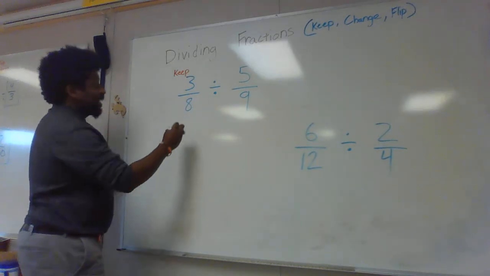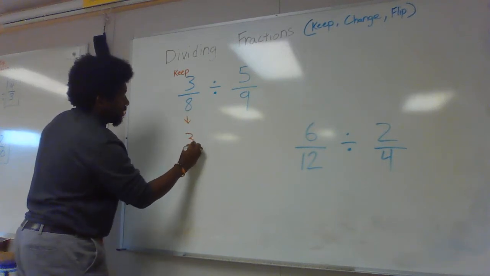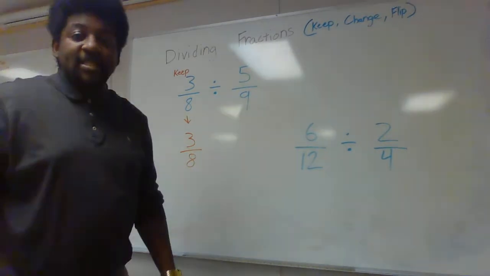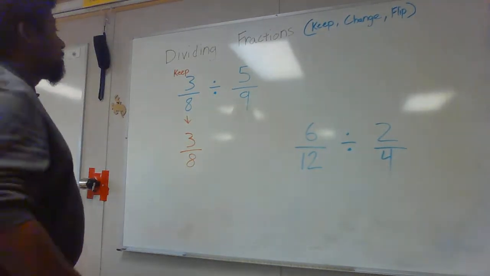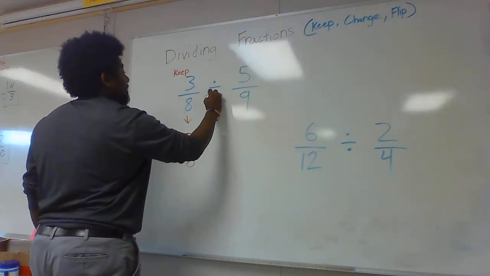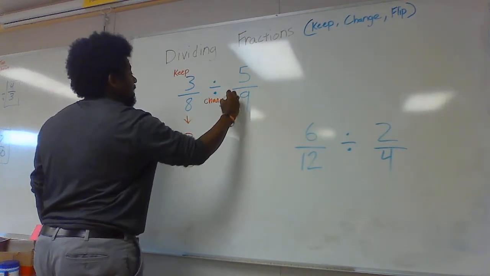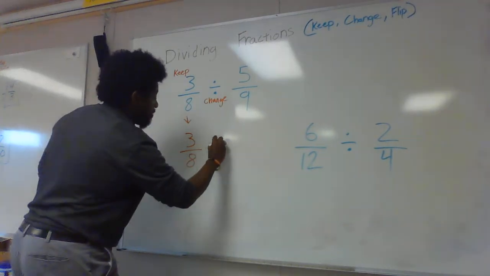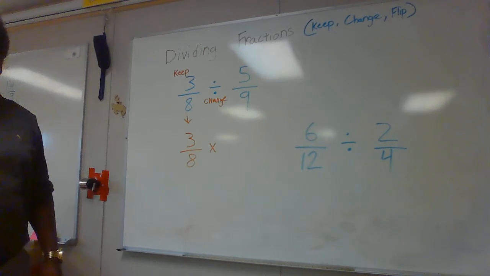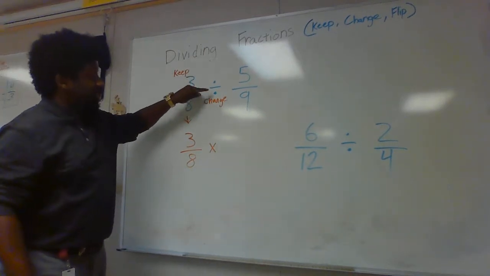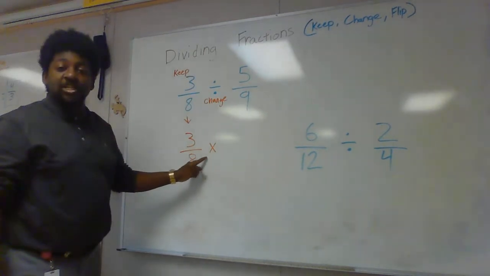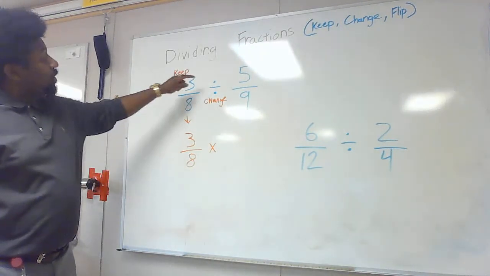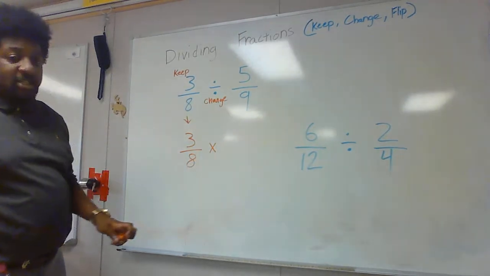This is 3/8. It stays the same. It comes down as 3/8. The second word is change. To change, we need to change my sign. It was division. I change it to multiplication. Remember, you can only change division into multiplication. We are not changing multiplication into division. We are not. So I changed my division into multiplication.